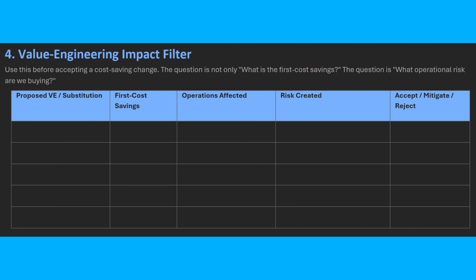Step 4 is the value engineering impact filter. Every proposed substitution or cost reduction, write the first cost savings. Then write the operation affected. Then write the risk created. Then decide, do we accept, do we mitigate, or do we reject? This is the discipline that keeps value engineering honest.